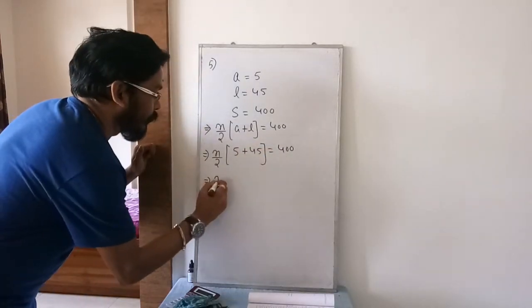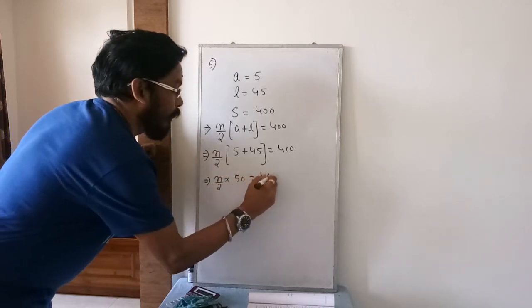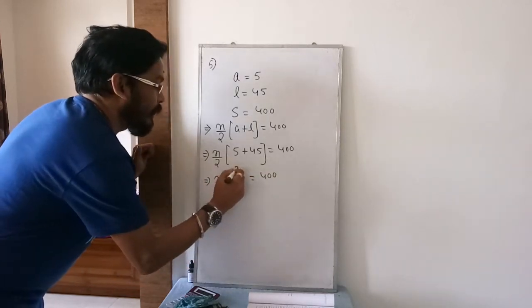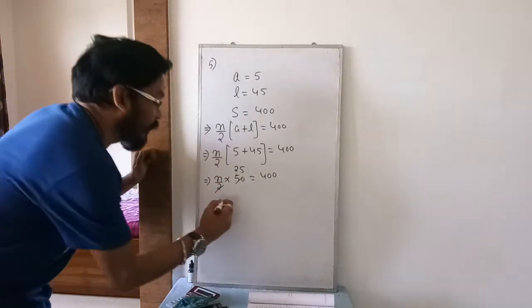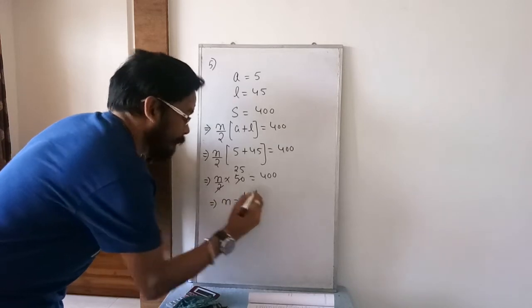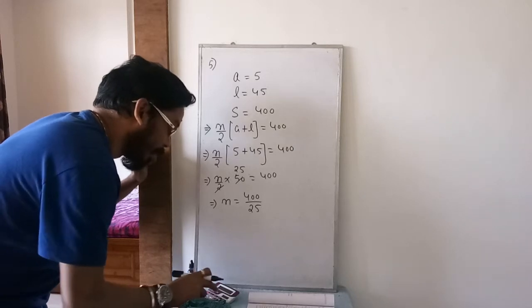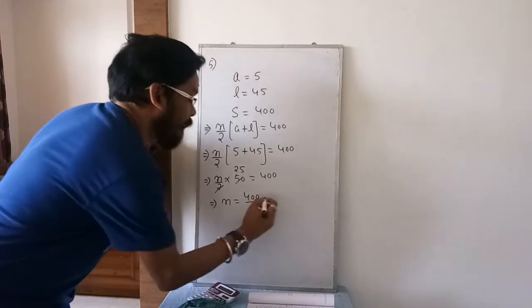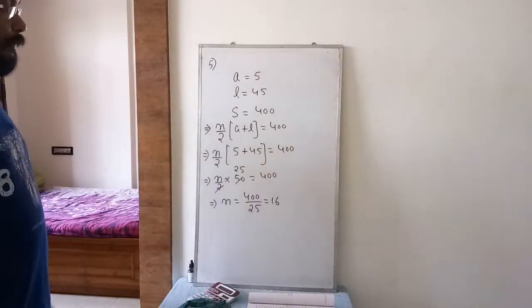If you do the calculation, n by 2 into 50 equal to 400. Let me cancel it. It is 25. n into 25 equal to 400. So n equal to 400 upon 25. 400 divided by 25, you will get 16. So take the screenshot. This is the first part.